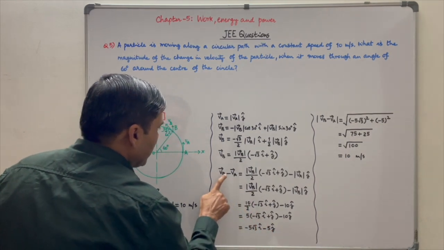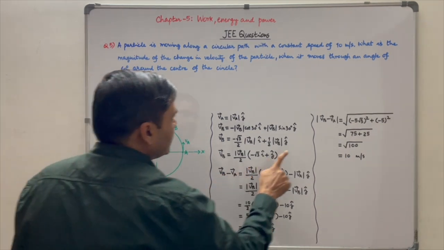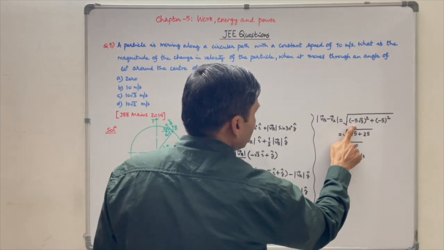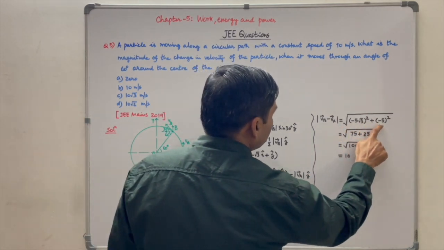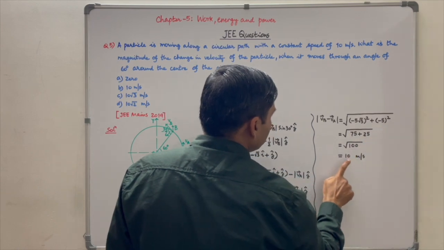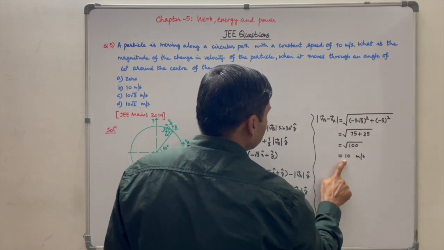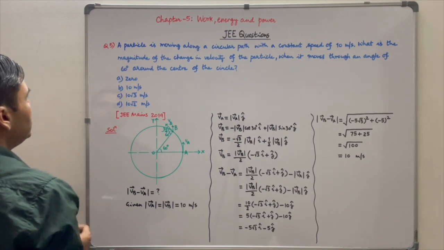Now we will find out the magnitude of VB minus VA, and that is equal to under root of minus 5 root 3 whole square plus minus 5 whole square. So that comes out to be equal to 10 meters per second. So option B is correct.